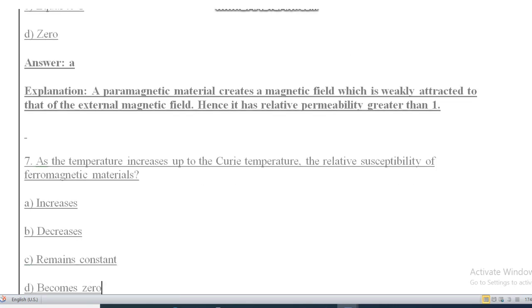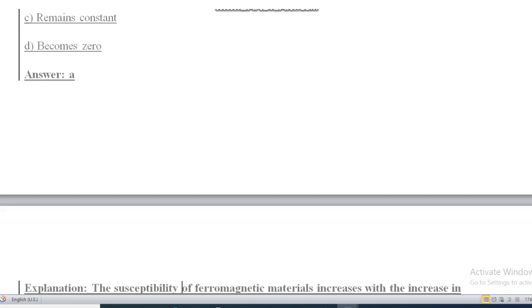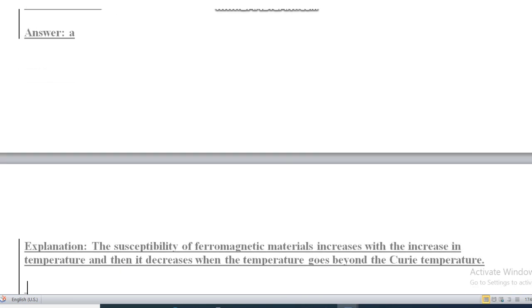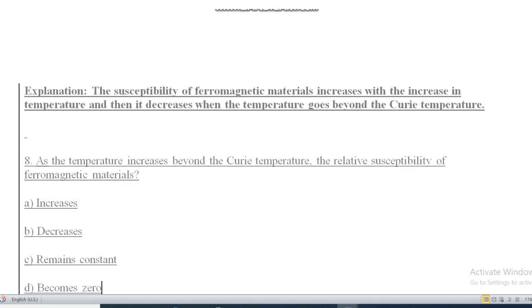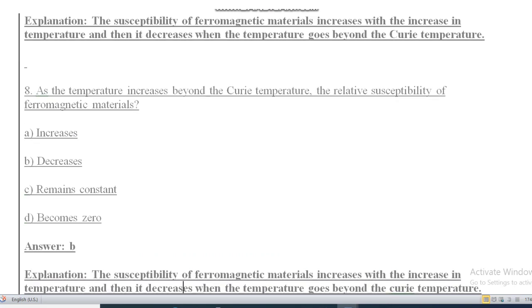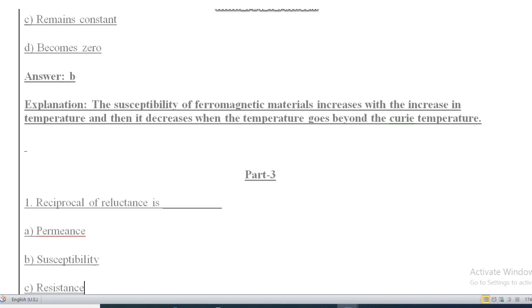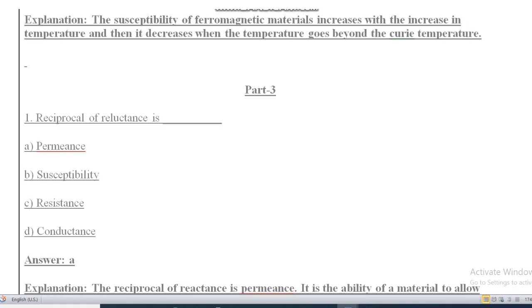Question number 7 is as the temperature increases up to the Curie temperature, the relative susceptibility of ferromagnetic material increases. Then next is as the temperature increases beyond the Curie temperature, the relative susceptibility of the ferromagnetic material decreases. Question number 9 is, part 3 is first question, reciprocal of reluctance is what?